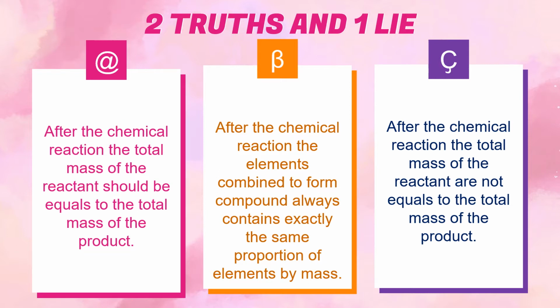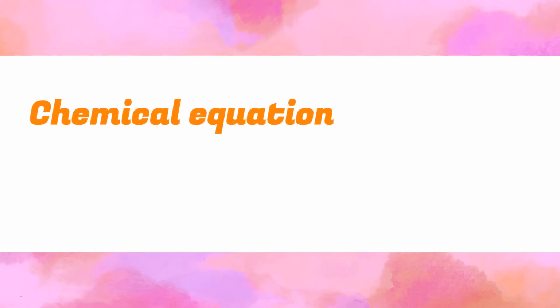And the lie is statement letter C. It is because after the chemical reaction, the total mass of the reactant is the same as the total mass of the product, because no elements are being lost during the process. All elements that are combined to form a new substance or new compound are always in the same proportion by mass. So for today's discussion, we will discuss the chemical equation.